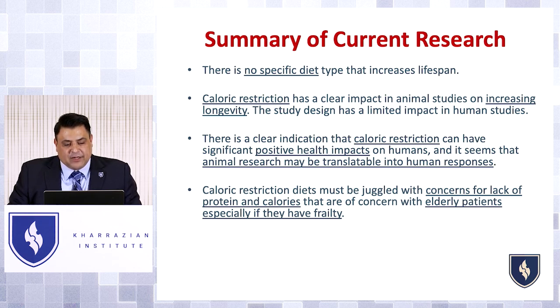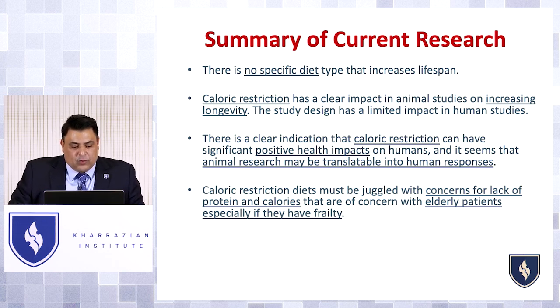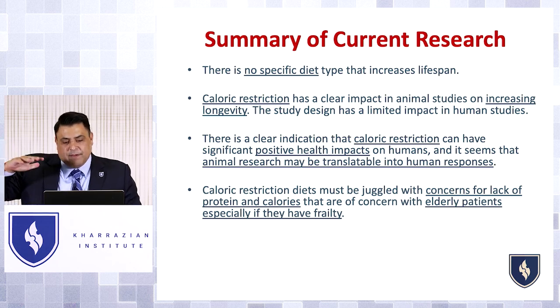There is clear indication that caloric restriction can have significant positive health impacts on humans, and it seems that animal research may be translatable into human responses. I believe it is. Caloric restriction diets must be juggled with concerns for a lack of protein and calories that are of concern with elderly patients, especially if they have frailty. So that's the balance you have to think about in clinical implications.